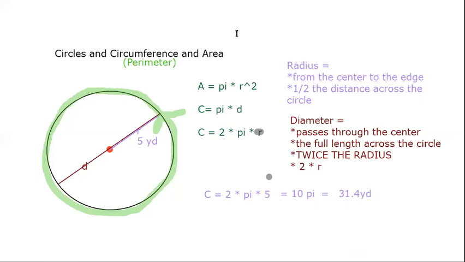It's not a square unit. Perimeter is not a square unit, that's just area. But this is an estimated, so it would have a curly equal sign. Okay? Circumference is not difficult.